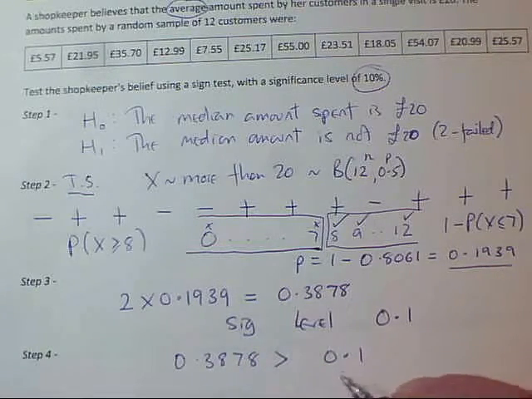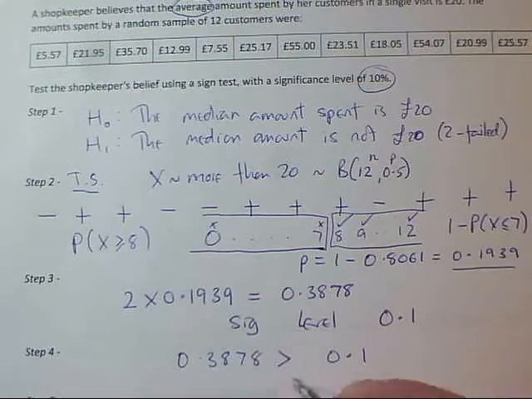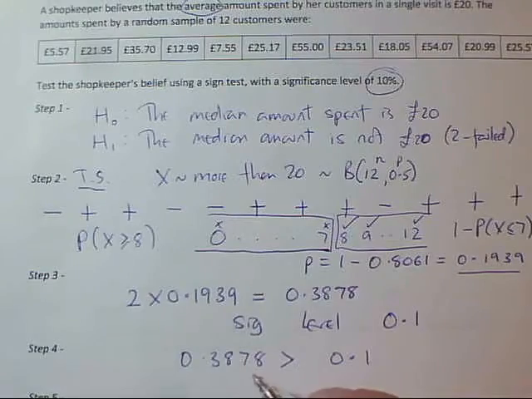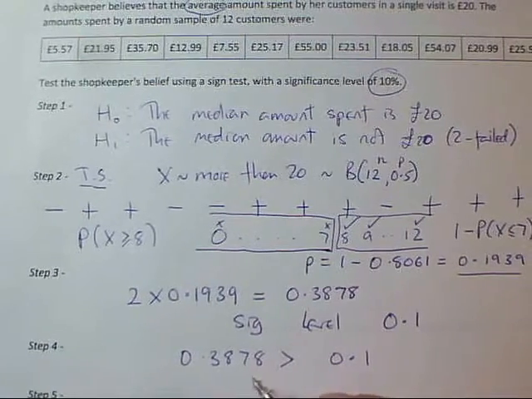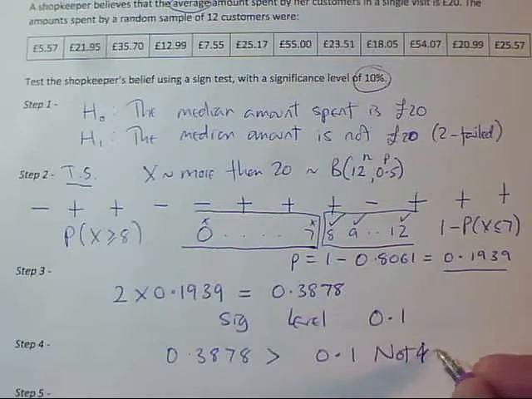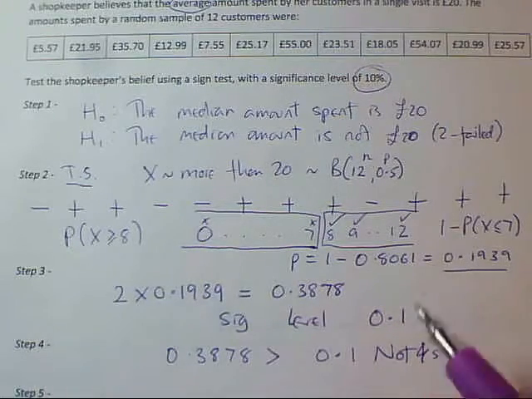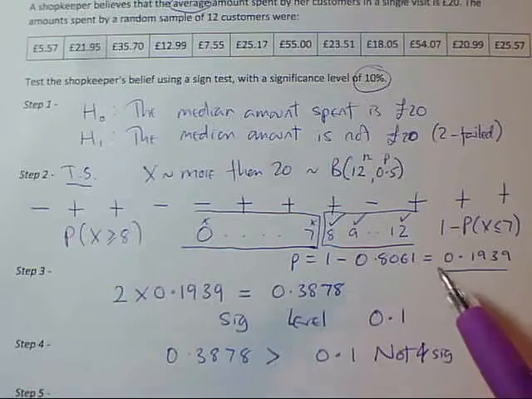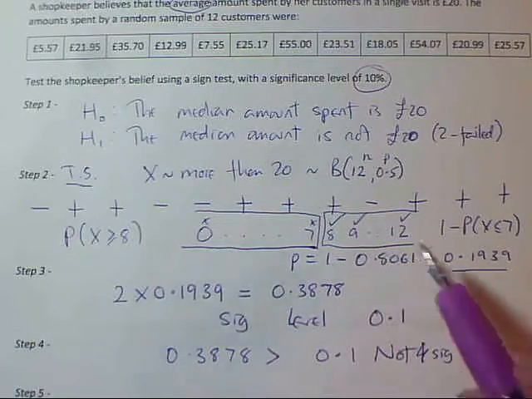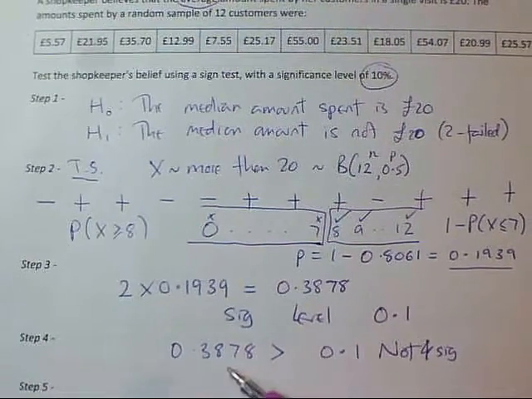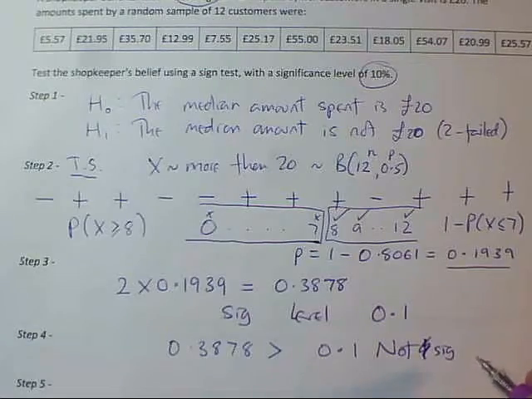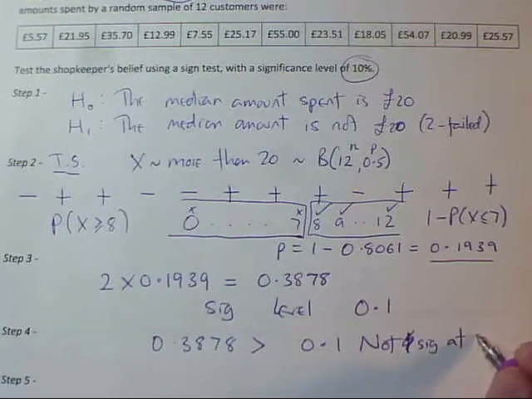Now 0.1 is the low probability, so to beat that, I would have to actually be less than 0.1. So this 0.3878 is quite a lot bigger than that, so it's not significant. In order to be significant, I'd need to be in a really quite small tail. What this is telling me is the tail I'm in is by itself quite large, and because it's a two-tailed test, double this value is even larger, and it doesn't beat the 0.1 significance level that I've got to beat. So it's not significant at the 10% level.